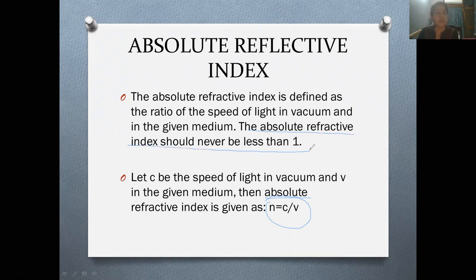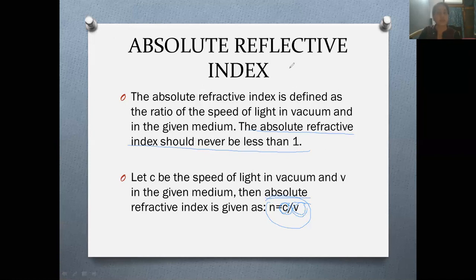It should not be less than 1, because the value of c is always 3 into 10 to the power 8. And the value of speed in a medium will always be less than the velocity of light in air or in a vacuum. Means the numerator is always greater than the denominator. The value of c is always more than the value of v. That's why the absolute refractive index should never be less than 1. It should always be greater than 1.